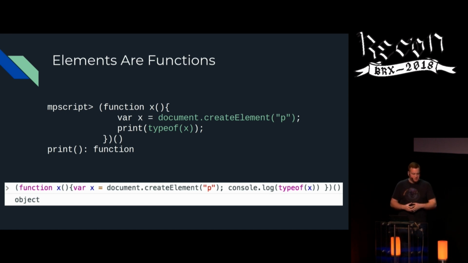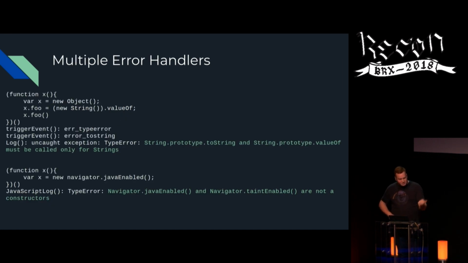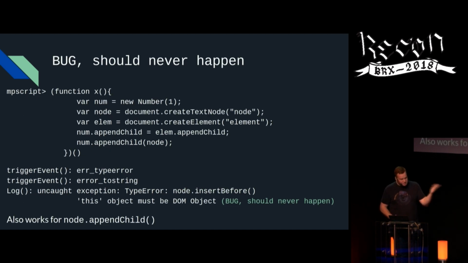Elements are typed as functions, where in a proper browser they're typed as objects. If you check typeof, it'll say it's a function. Found some weird things where they had multiple error handlers, so you can look at the string, and these strings are unique to Defender. The fact that they have these error handlers that say this function and that function are not defined or can't be used. And this is my favorite one, bug should never happen.